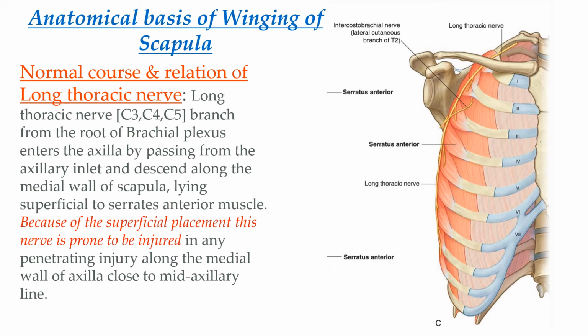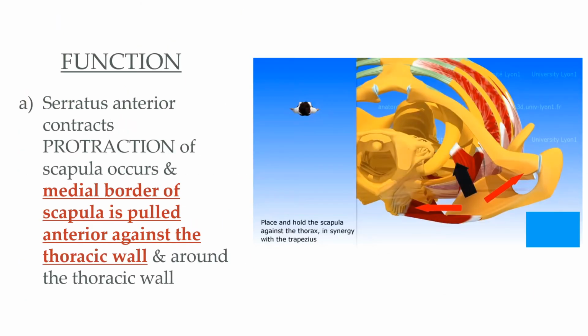Now let us see the actions of serratus anterior muscle. Serratus anterior is the prime agonist for protraction of scapula, which means that because of the contraction of serratus anterior muscle, the medial border of the scapula is pulled away from the midline. Also, because of the contraction of this muscle, the medial border of scapula is pulled anteriorly towards the thoracic wall. As a result, this medial border of scapula remains opposed to the thoracic wall.